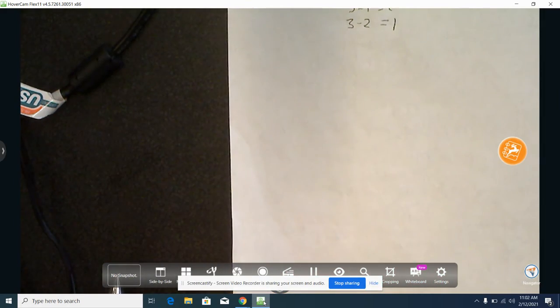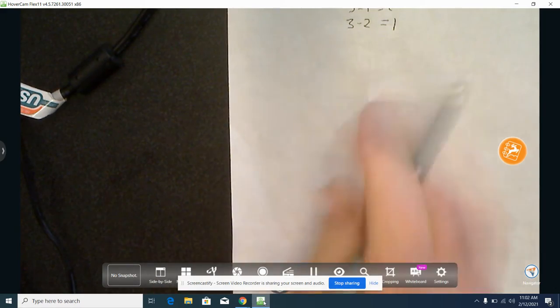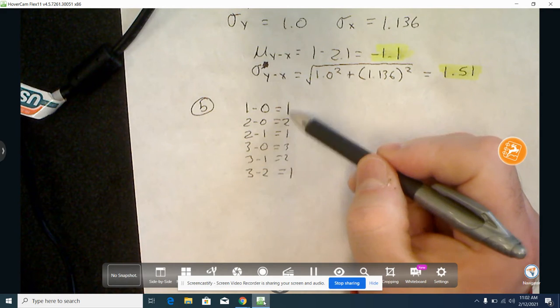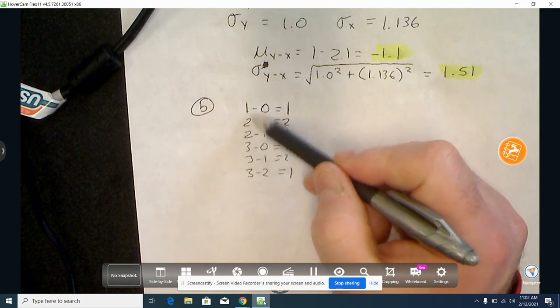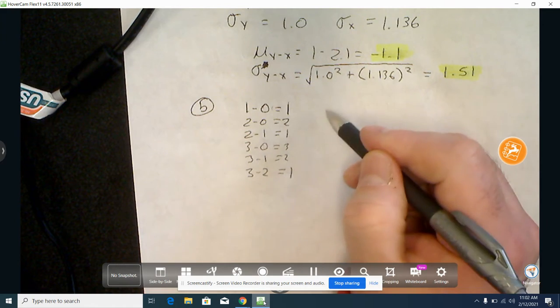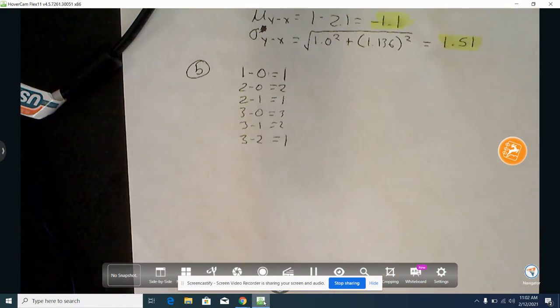Now here's what I need to do. I need to find all the probabilities. Oops, I didn't know that wasn't on the screen there. Sorry. I need to find all the probabilities of these outcomes happening. I'll show you how to do 1 minus 0 and 2 minus 0, then we'll write the rest of it in. Okay, so 1 minus 0, here comes the book again.